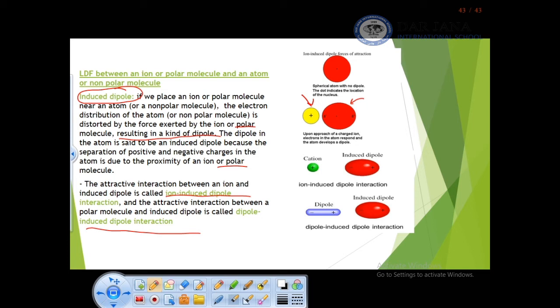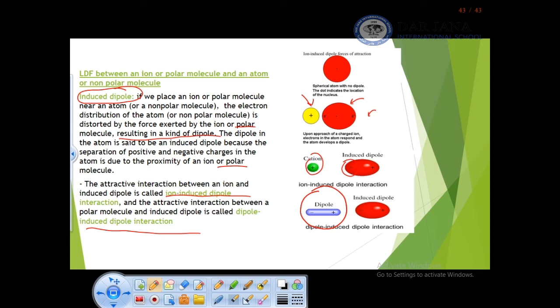Upon approach of a charged ion, the electron cloud in the atom is distorted, and the atom develops a dipole. We have a cation and an induced dipole. Ion-induced dipole interaction: we have a cation, and as you can see, the charge here is positive and here is negative. For the second one, when we have the positive and negative charges of a dipole approaching the induced dipole, we call it dipole-induced dipole interaction.